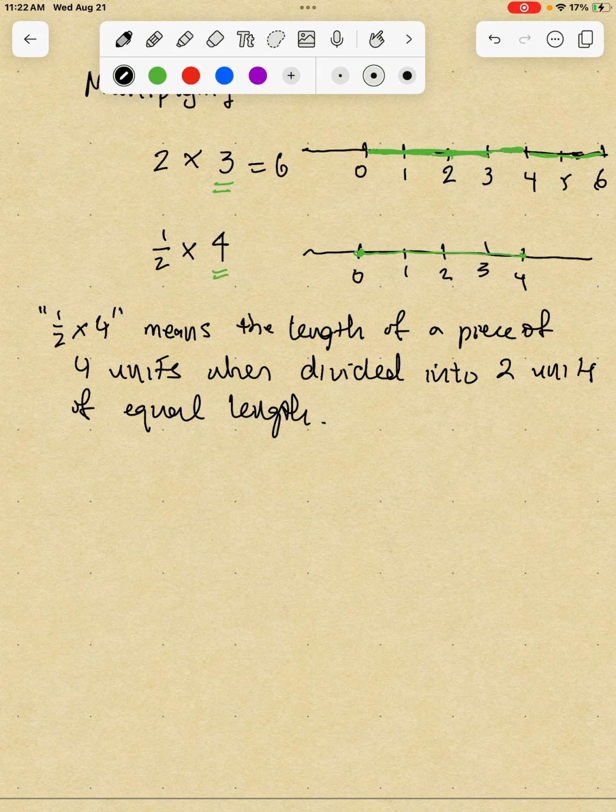And if you take this piece of length 4 and split it into 2 equal pieces, it'll be here. And this length is 2. Right? And you have a length of 2 here. And 2 plus 2 is 4. 1/2 times 4 by definition is 2.